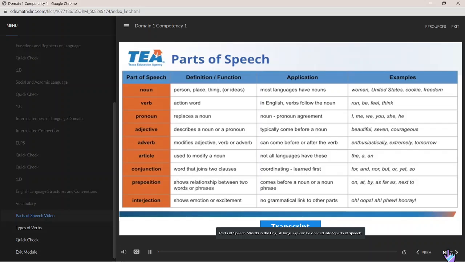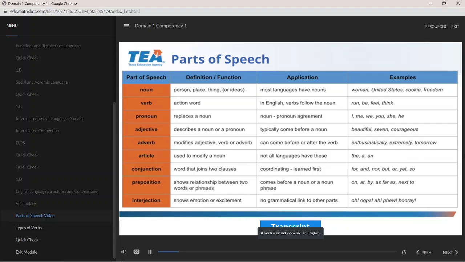Parts of speech. Words in the English language can be divided into 9 parts of speech. These are nouns, verbs, pronouns, adjectives, adverbs, articles, conjunctions, prepositions, and interjections. A noun is a person, place, thing, or idea. Most languages have nouns or a similar concept. Examples of nouns include woman, United States, cookie, and freedom. There are different types of noun classes in English, which we will also examine in this section.